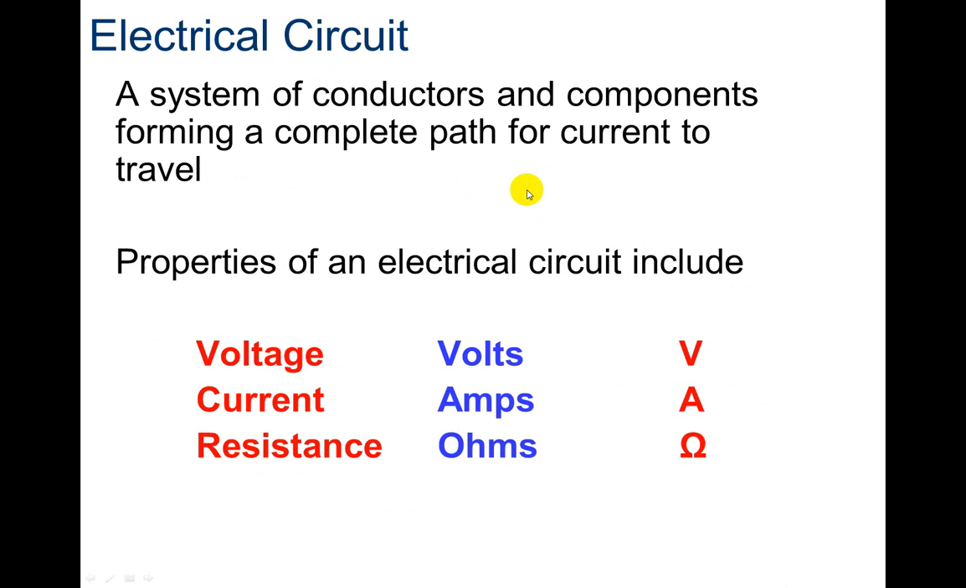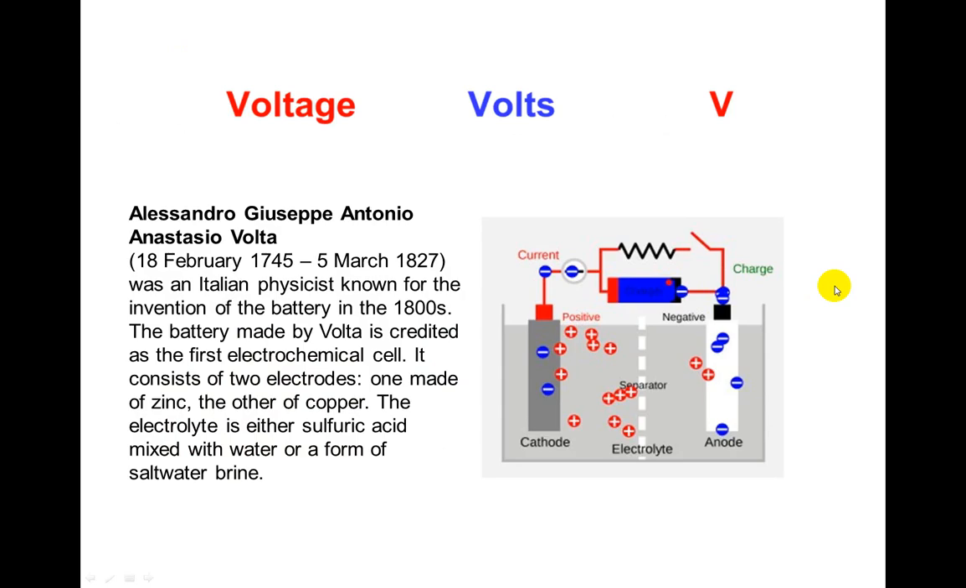All right, so a circuit is a system of conductors and components forming a complete path for current to travel. These are some of the properties we're going to look at: voltage, current, and resistance. And those are the things you need to understand to work these problems. All right, so let's start with voltage.